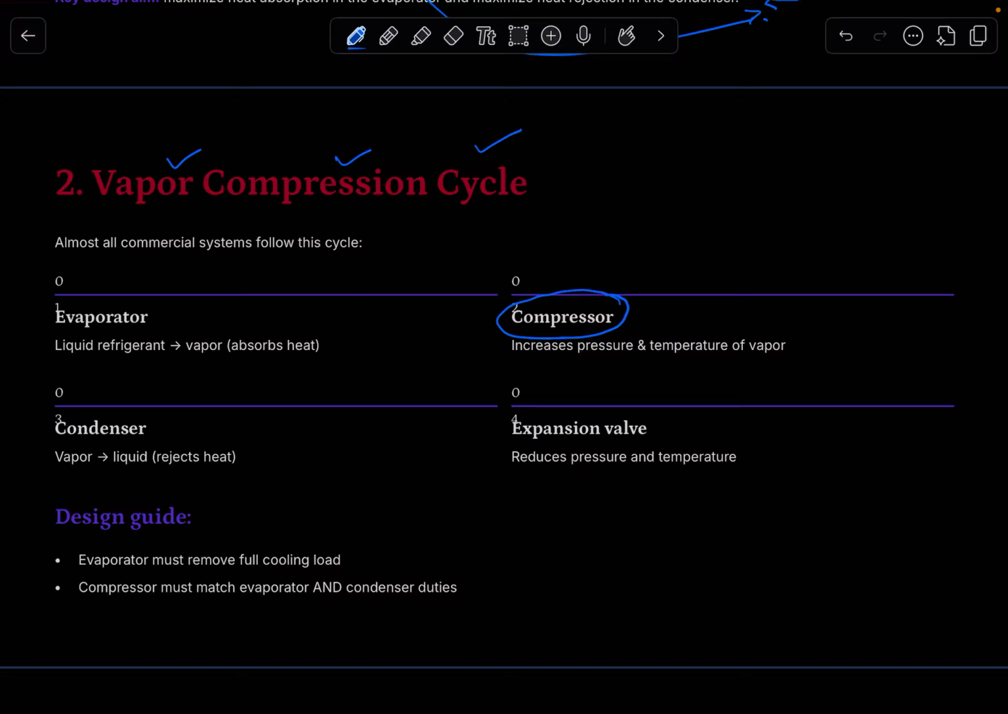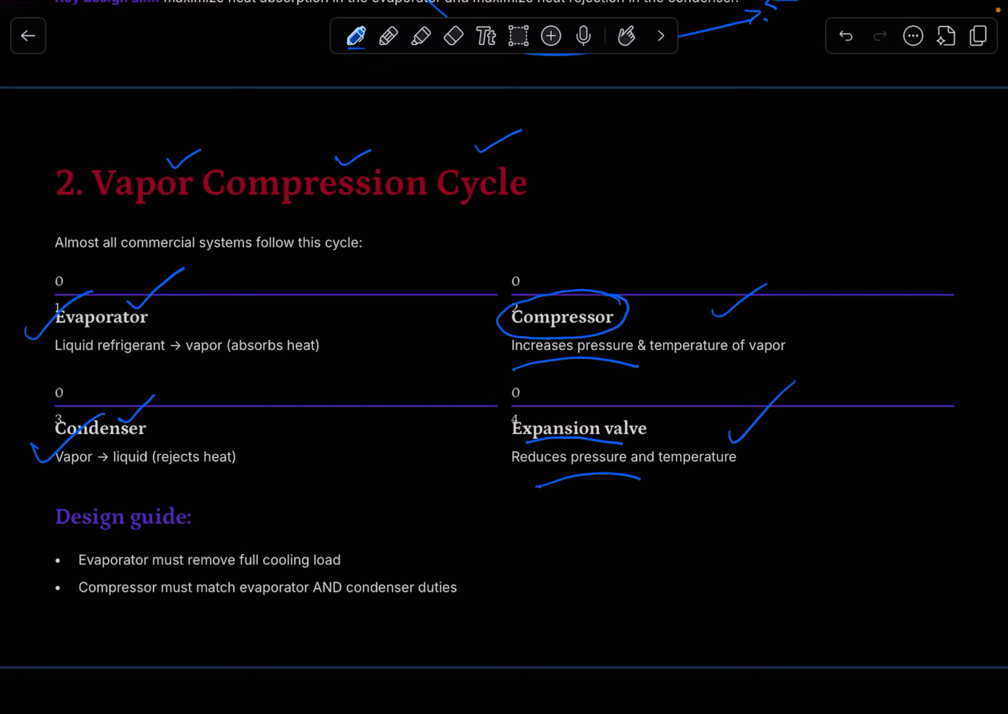So all our commercial systems would have two heat exchangers, namely the evaporator and the condenser, and two devices which would change the pressure. Compressor would increase the pressure and the expansion device would reduce the pressure. Okay, so in the design of the refrigeration system, we would be designing the evaporator, the condenser, the compressor and the expansion device like a capillary tube. Okay, so you need to understand that when we talk about design of refrigeration systems, we are basically going to talk about these four components.